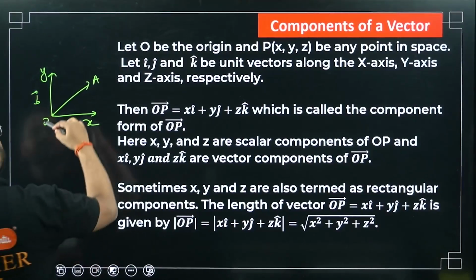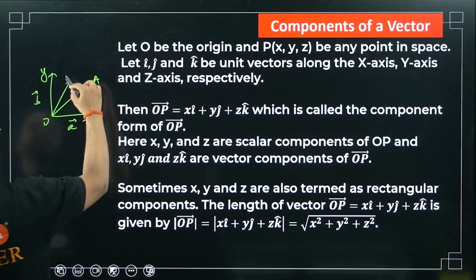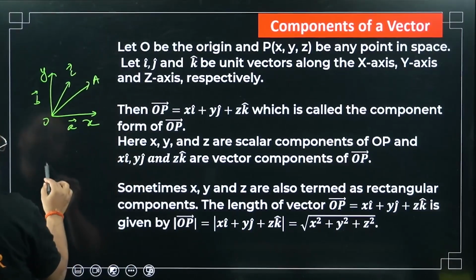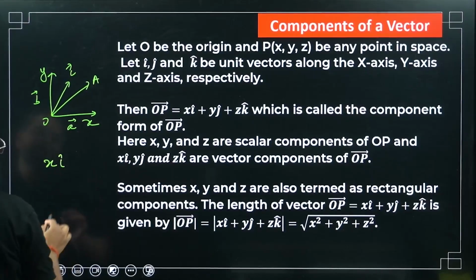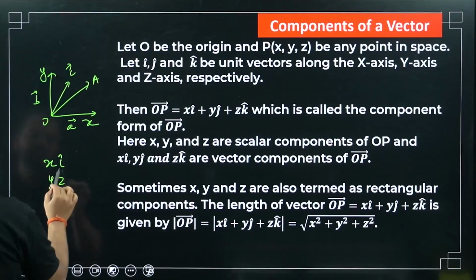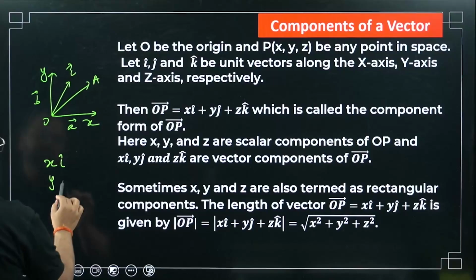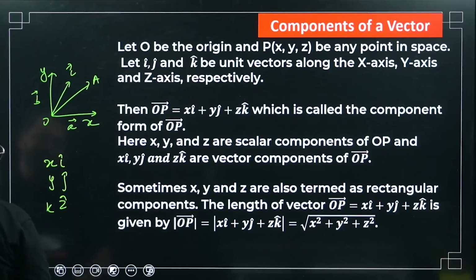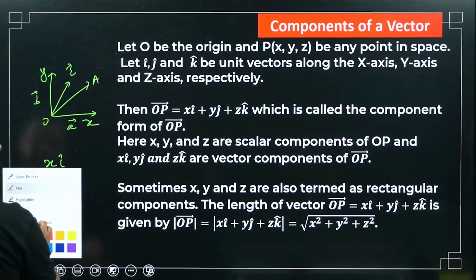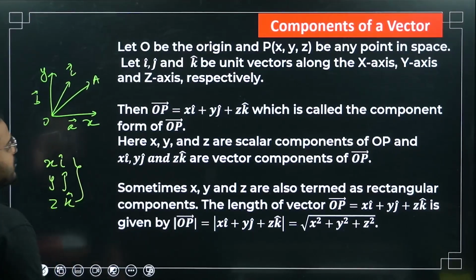Now if I'm talking about the z-axis also, you'll have a z component going inside like this. This will be my c component. I can write it as x i cap, y j cap, and z k cap. These are called the components of a vector.